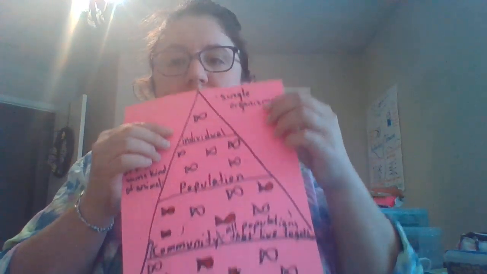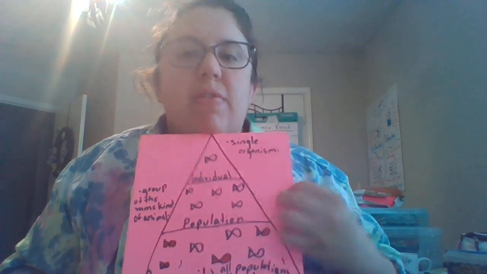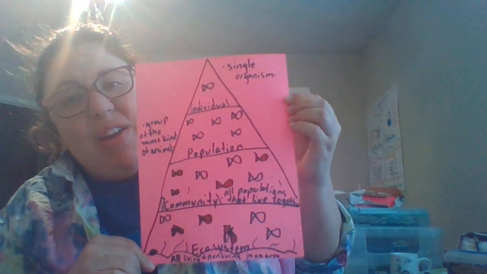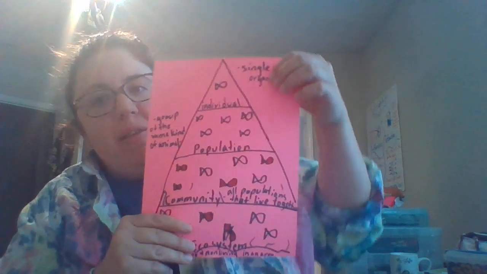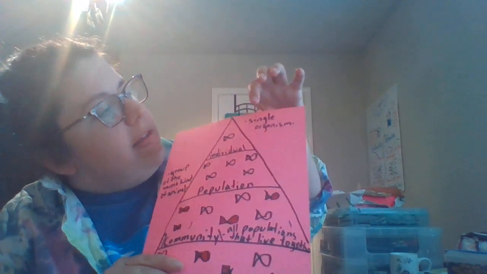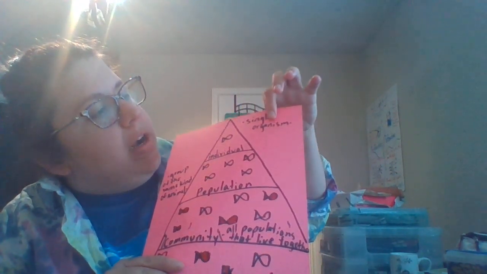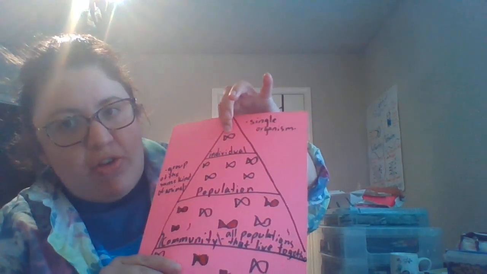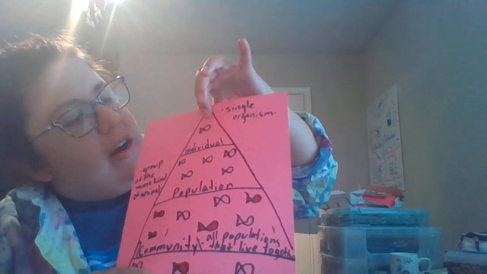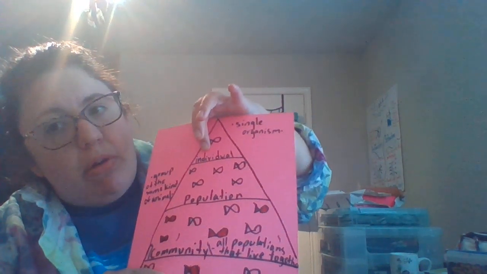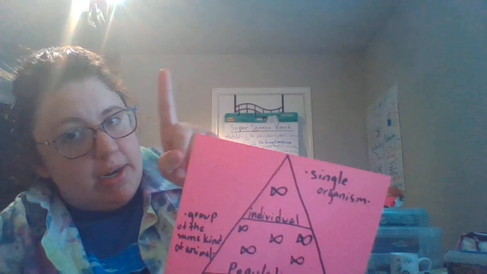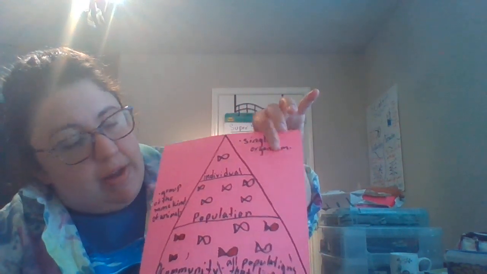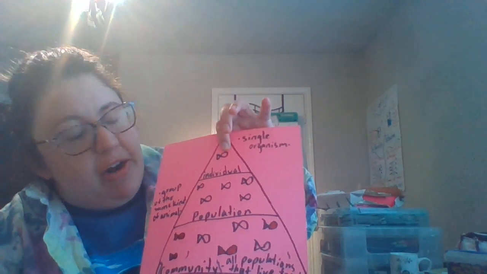Just like the food pyramid, we also can have an ecosystem pyramid. At the top of our pyramid is our single organism, which in this case is this pink fish. So the top layer is called individual, right? Because it's just one single organism, this pink fish right here.